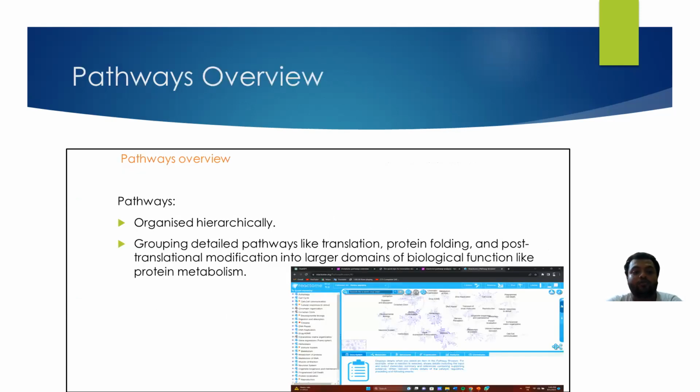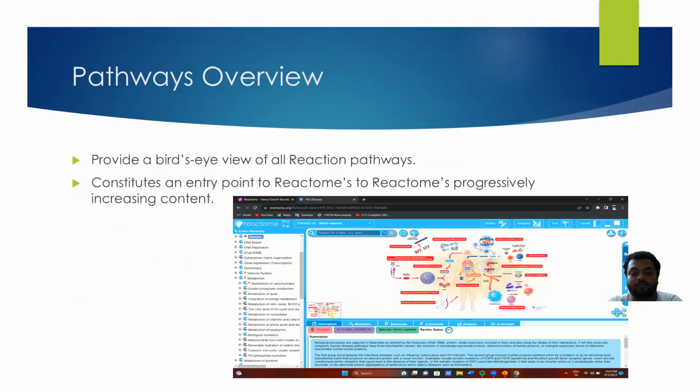Pathways overview. The pathways overview is organized hierarchically, grouping detailed pathways like translation, protein folding, and post-translational modification into larger domains of biological function like protein metabolism. It provides a bird's eye view of all the reaction pathways in Reactome and constitutes an entry point to Reactome, progressively increasing the content for the human genome.